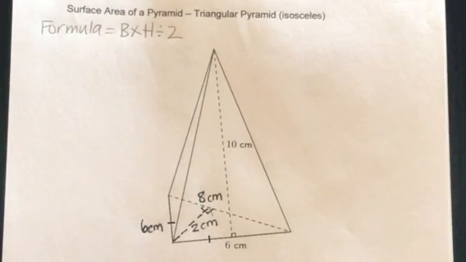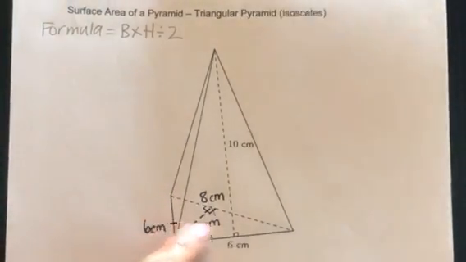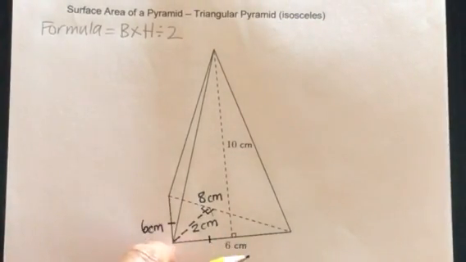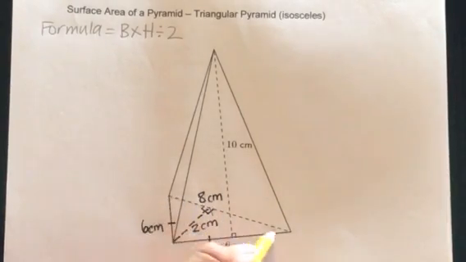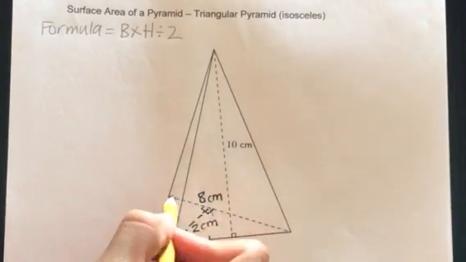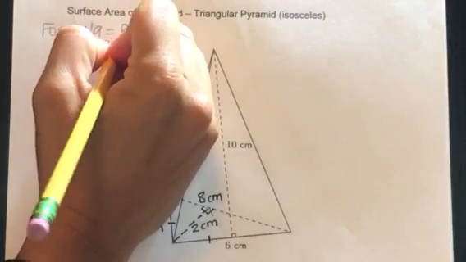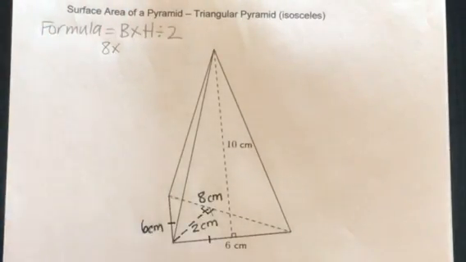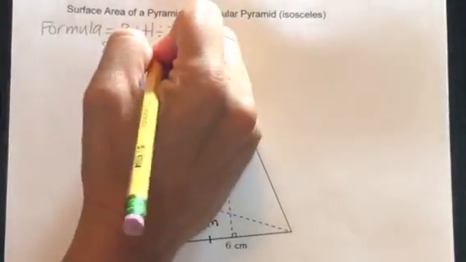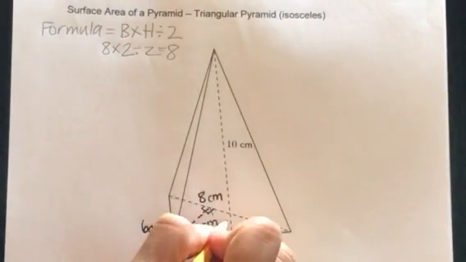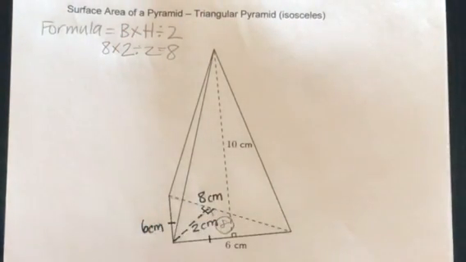So let's start with the base. If we look here, the base again is an isosceles triangle. So our base on this particular one is going to be over here. So our base here is going to be 8. And then we're going to times that by the height. The height is in the middle over here. So our height for this one is going to be 2. And then we're going to divide that by 2. And 8 times 2 divided by 2 is 8. So I now know that this base is 8.